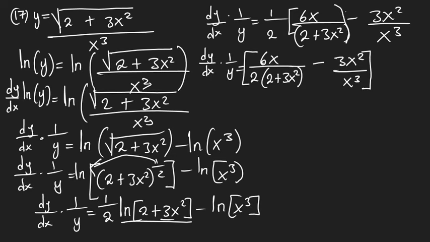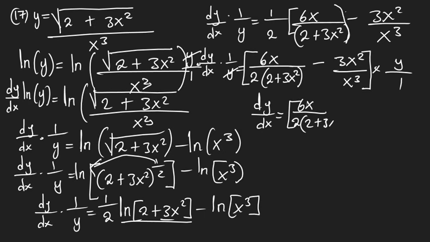And of course, you multiply by y over 1, even this side by y over 1, so that this y and that can cancel. You remain with your dy over dx is equal to, so you now write your final answer, which is 6x over 2, then 2 plus 3x to the 2, minus 3x to the 2 over x to the 3.